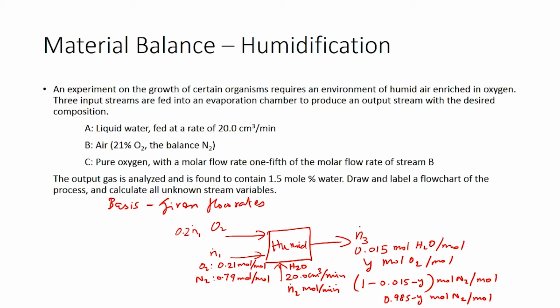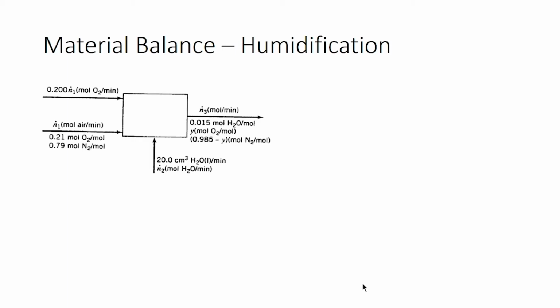Now that we have drawn the flow chart, let us go about and try to solve this problem. As usual, we can write total balances and component balances for any of the system given. Let us first start with the total balance. So, the total balance for the system would be input equals output. So, the input is you have N1 dot plus 0.2 N1 dot plus N2 dot equals N3 dot. So, all these are the molar flow rates which have been given.